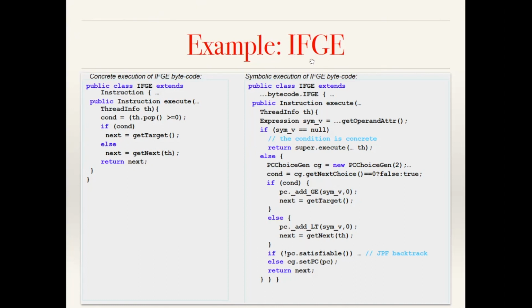On the right hand side, I showed the symbolic representation. Similar to the case of addition, we first examine the attribute of the condition. If it is concrete, then we delegate to the concrete execution. But otherwise, we need to use the choice generators to introduce a non-deterministic choice that would allow the analysis to examine both branches or both possibilities through the code.